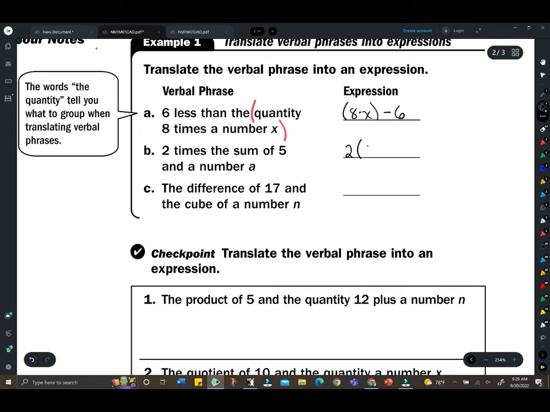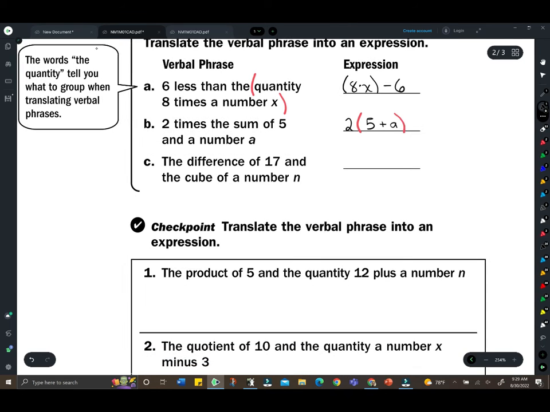2 times the sum of 5 and a number. So first, we are going to have to find the sum and then multiply by 2. The difference of 17 and the cube of a number n.